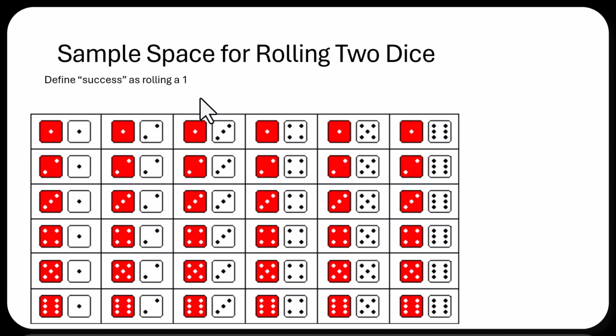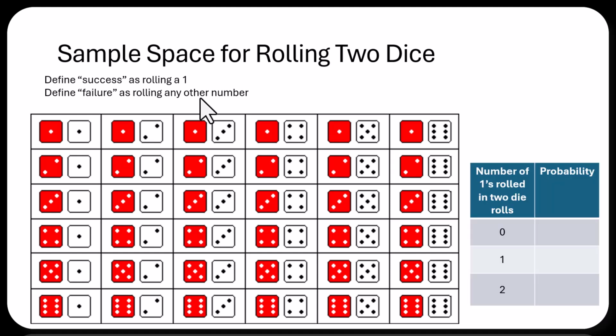Let's define success as rolling a 1 and define failure as rolling any other number. From this sample space of 36 outcomes, we want to generate a discrete probability distribution, and our random variable we're defining as the number of 1s rolled in 2 die rolls. The easiest one to figure out is rolling 2 1s. Snake eyes is what we call it. There's only one way that this can happen out of 36 total outcomes, all of which are equally likely.